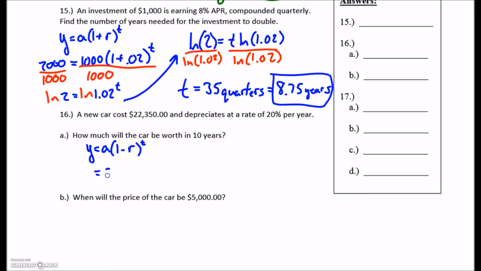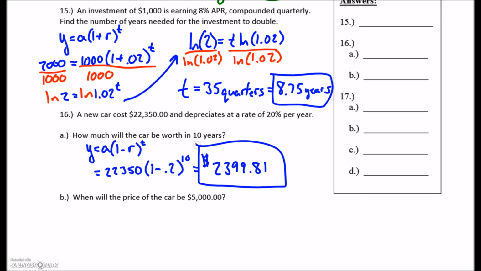I know the initial amount was $22,350. I know the rate is 20%, and that's per year, and my time is in years, so the units are going to match here. That's 0.2 raised to the t, which is 10. And now really this is just a job for my calculator. I plug it in and see what. So I find out that the car is worth $2,399.81. And because we're talking about money, we're just automatically going to round to 2 decimal places.